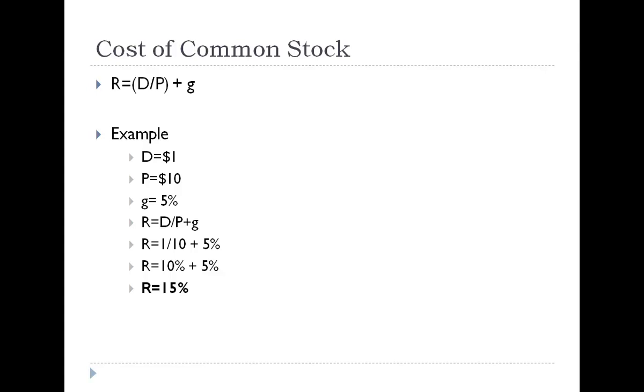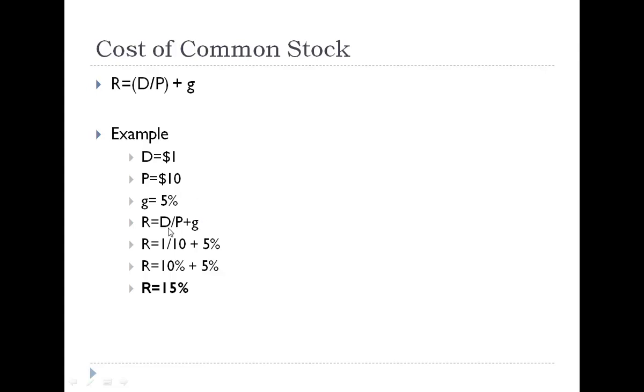And the way that we calculate the cost of that common stock is by rearranging terms from a prior formula that we've been exposed to. We would say that the cost, represented by the letter R here, is equal to the dividend divided by the price of the stock plus the assumed growth rate. Remember that the common stock model has a growth rate associated with it. So in this example, we have a $1 dividend. The stock has a $10 price associated with it.